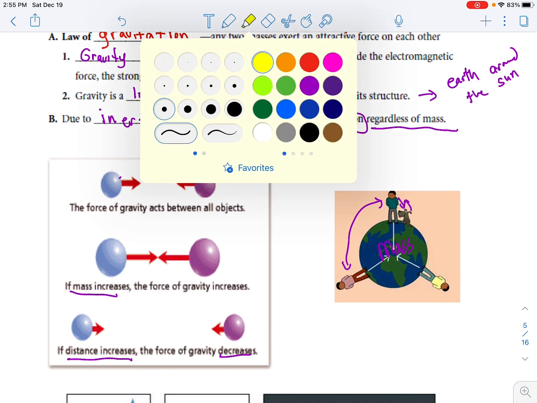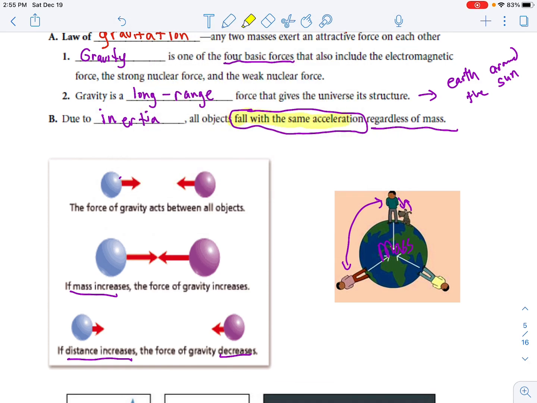I grab my highlighter here. This is super important. If you drop two things from the top of a building or the top of a chair, they will fall with the same speed.